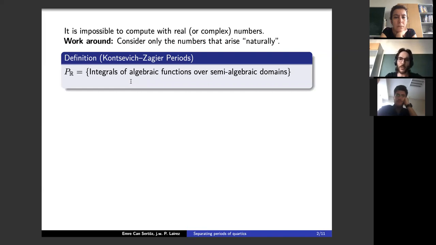The real periods are expressed as integrals. The integrand should be an algebraic function. That means that this function should satisfy a polynomial with polynomial coefficients in many variables, perhaps. And the integral should be taken over a semi-algebraic domain. That means the domain should be cut out by polynomial inequalities. In other words, all of these integrals can be expressed using finitely many symbols, starting with integers and polynomial expressions. And of course, complex periods are just numbers whose real and imaginary parts are periods.